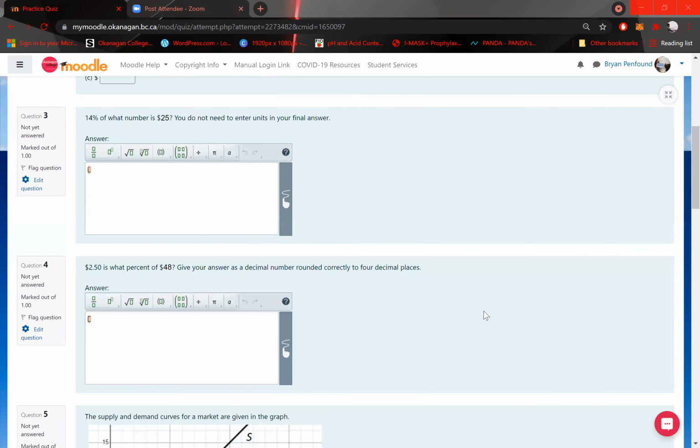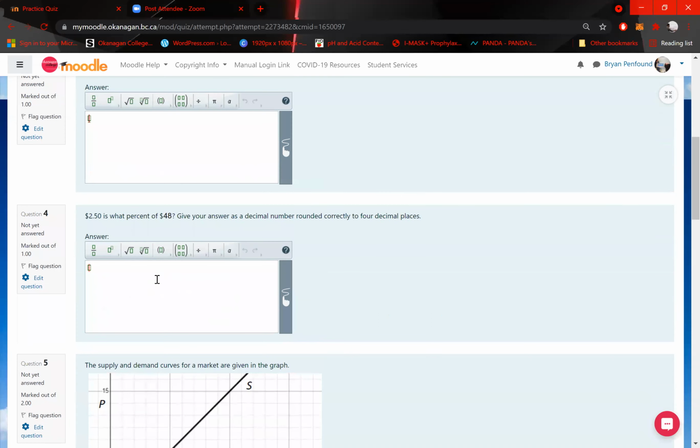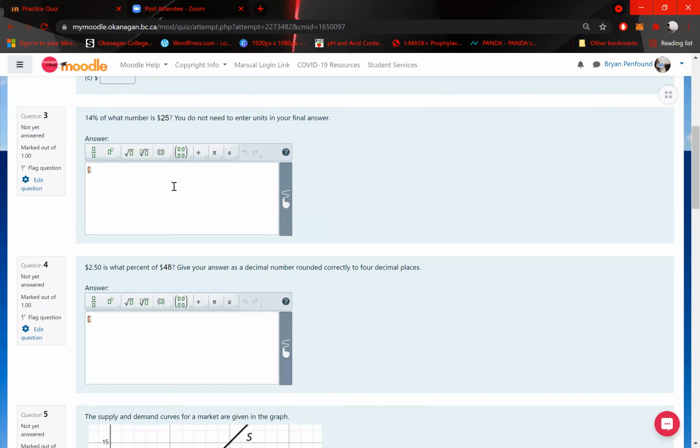Now, let's see. I know Alexander had a question about questions 3 and 4. These are a little bit bigger boxes, and it looks as if it wants you to put more work in, but it really just wants the final answer. So even if the box is large like this, guys, just put the final answer in. Don't enter any units.